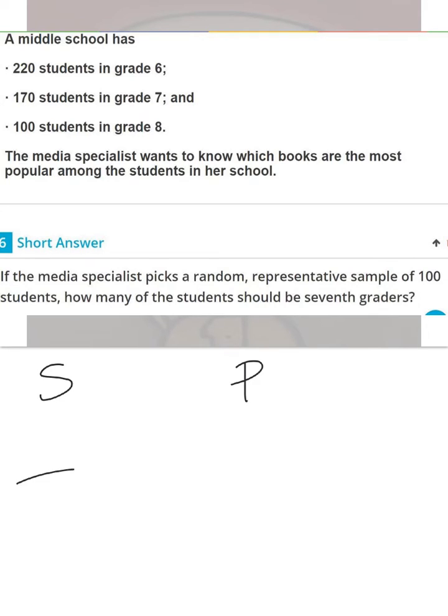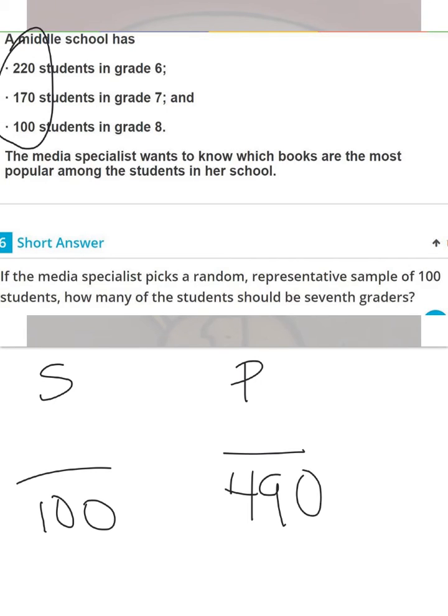The sample is of 100 students, and we know that the entire population is, if you add up all those numbers, 490. And out of them, we want to know about how many are 7th graders. There are 170 students in 7th grade. So we know about the population. We want to know how many we should sample.